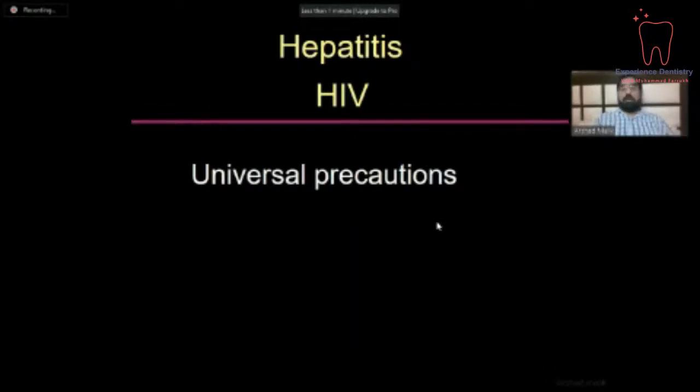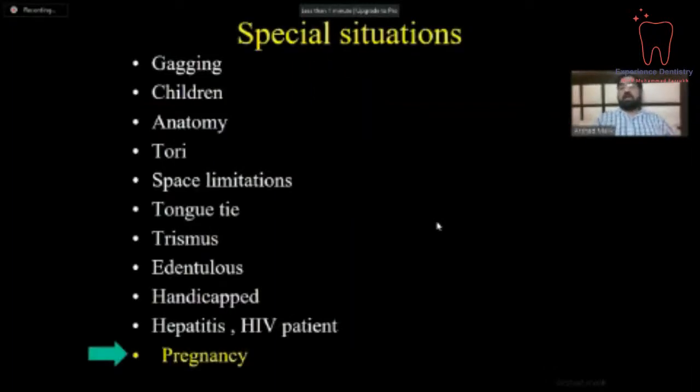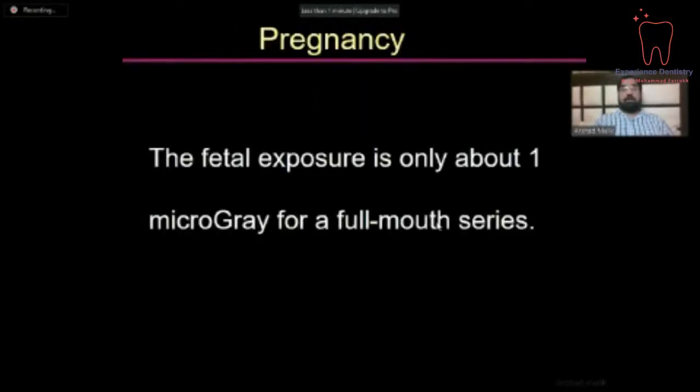Then is pregnancy. It is also very important that the fetal exposure from a full mouth series is only 1 microgray. That means it is limited, because it is a dental X-ray. It is a minimum. But no doubt, the fetus, which is just in the initial stages of development, may get mutation from that. So it is better to avoid the exposure.